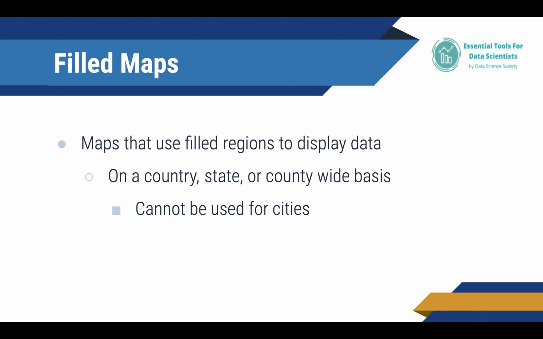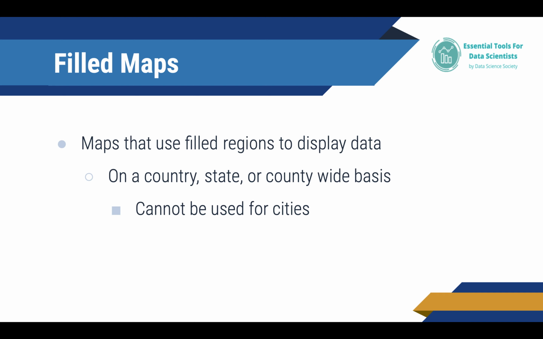So the first type of geospatial chart is a filled map. How this works essentially is it's a map that uses filled regions to display data. So this can be on a countrywide, statewide, or countywide basis. It can't be used for cities because cities are reflected as points on maps, and a filled map is for general regions, like the ones I mentioned above.